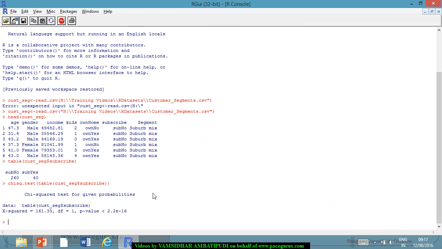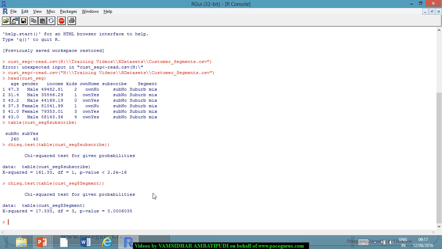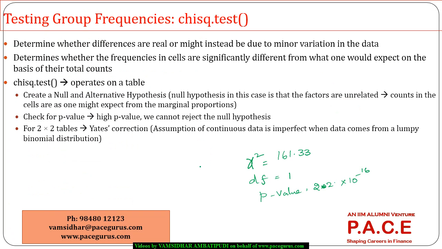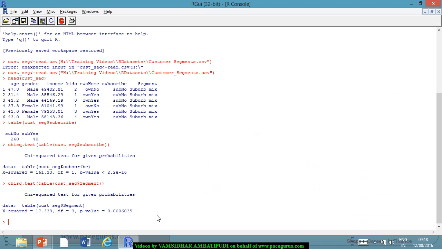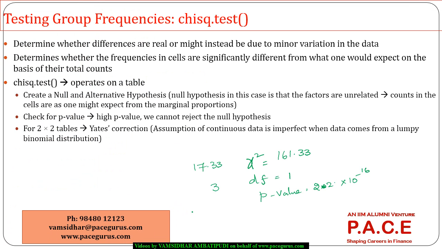Like this you can do it for almost any kind of qualitative categorical variable. Let's say I want to do the same for segment. In this case, I got a chi-square value of 17.33. We'll interpret that. The degrees of freedom is coming out as 3, and the p-value has come out as 0.0006035. So these are the things that are coming out.